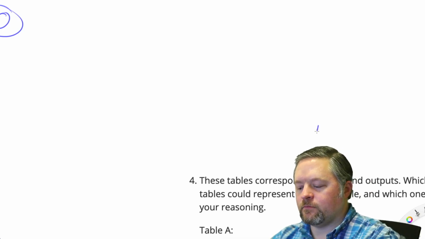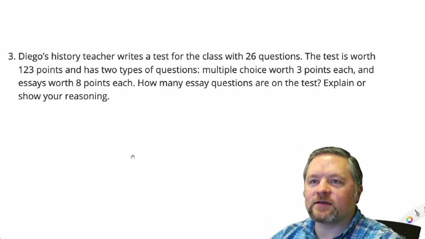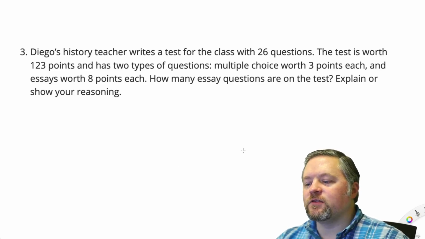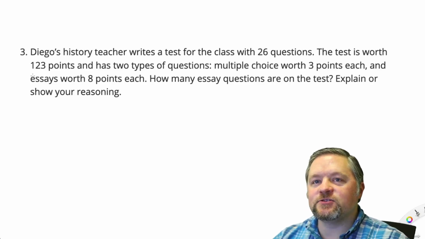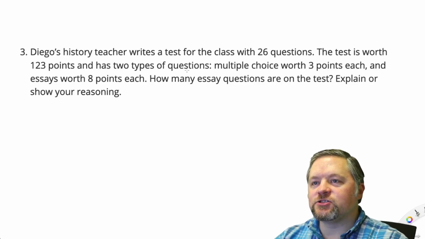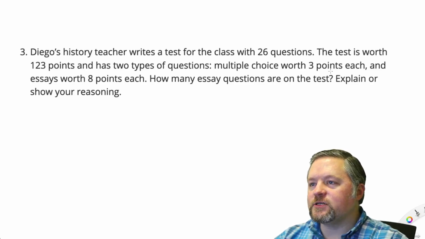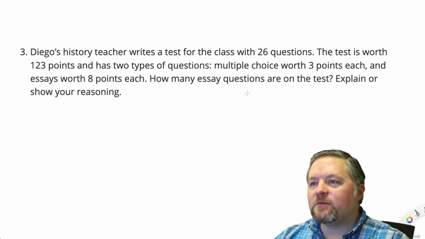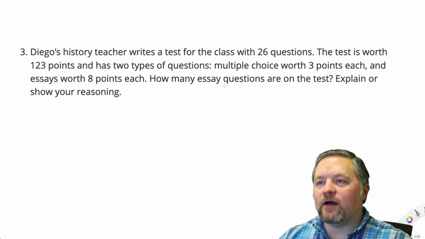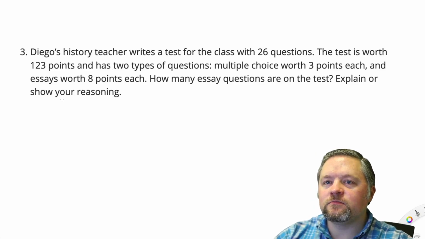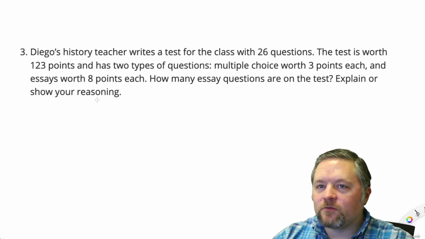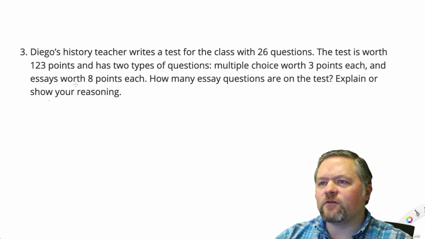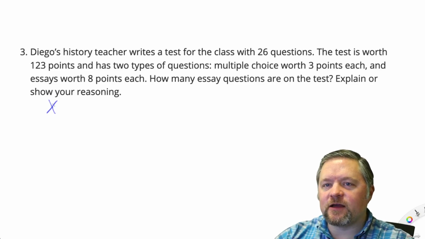Okay, what have we got next? Diego's history teacher writes a test for the class with 26 questions. The test is worth 123 points and has two types of questions: multiple choice worth 3 points each, and essays worth 8 points each. How many essay questions are on the test? Well, first we have to figure out what our variables are going to be. We could have E for essay and M for multiple choice, but I always like to use X and Y.